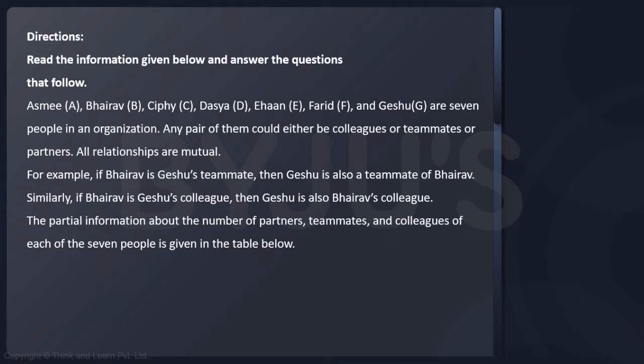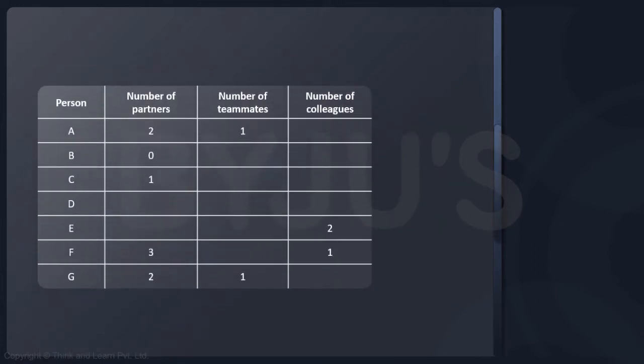They're categorized into 3 types of people: teammates, partners, and colleagues. And it's a mutual relationship. So if A is a partner of B, then B will be a partner of A. Similarly, if C is a teammate of D, then D is also a teammate of C. So that's the logic. Now this is a table given to you.